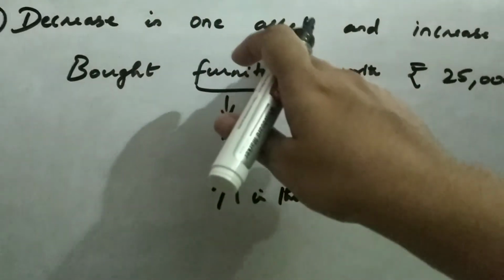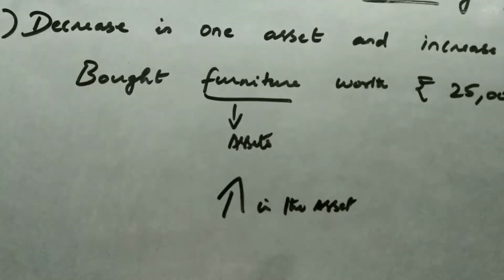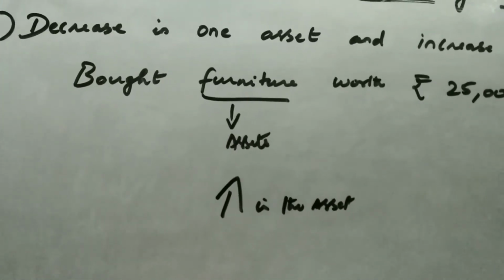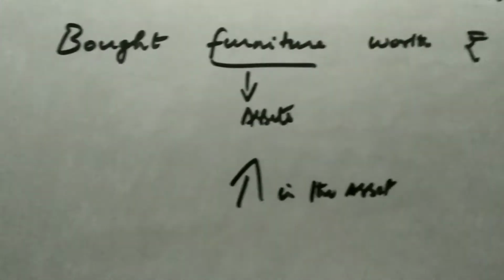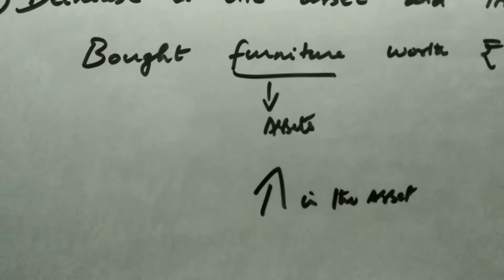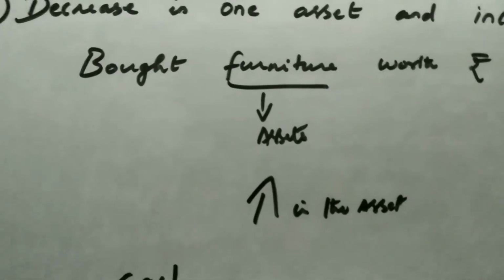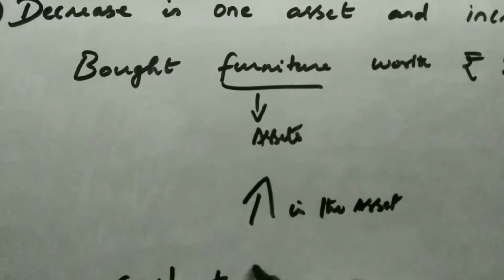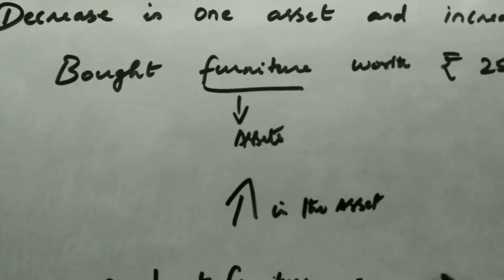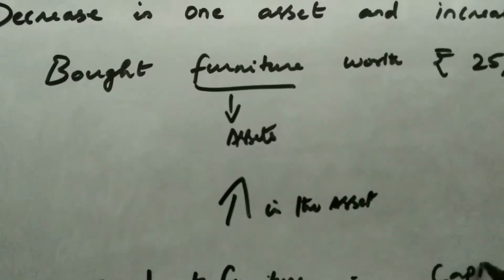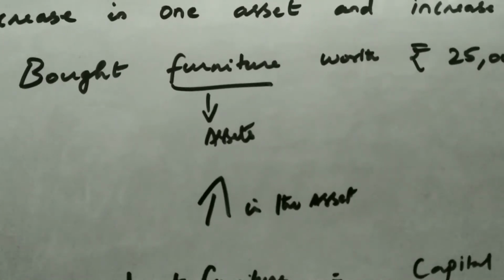Decrease in one asset means cash gets reduced, and as furniture is coming inside the business, there is an increase in the asset. Now how does this affect the equation? Cash, and you have one more thing, furniture, is equal to capital plus liabilities.